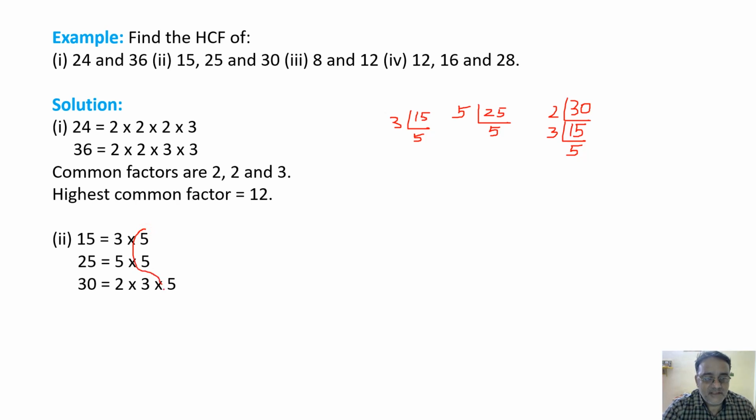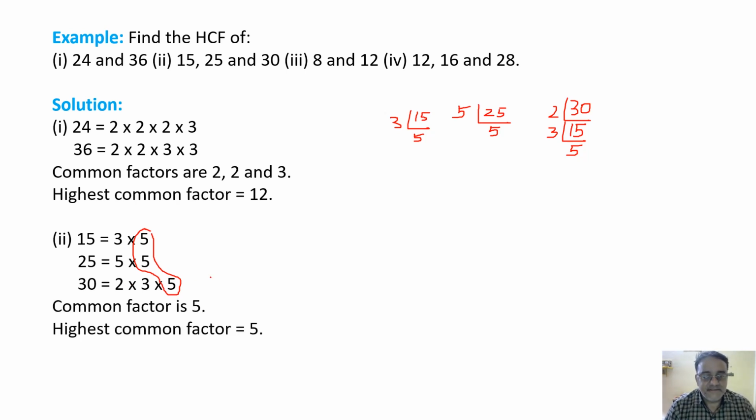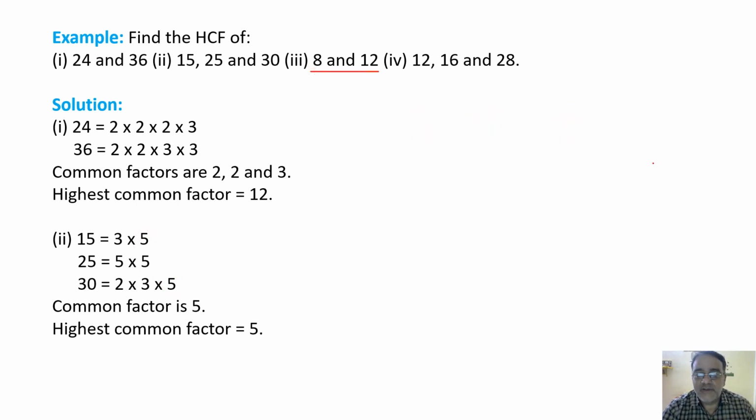5. Yes, only one common factor, 5. Others are not common. So the common factor is only 5, so the HCF is also 5. Okay, now we are moving toward the next question, 8 and 12.